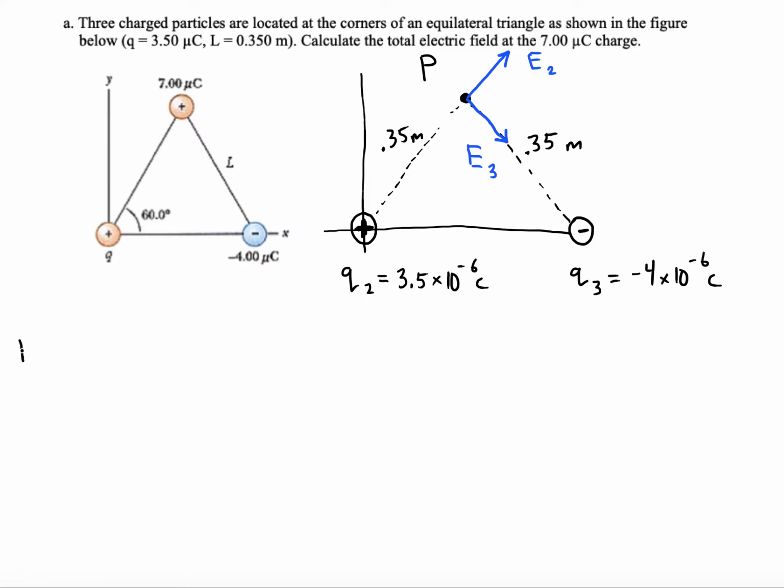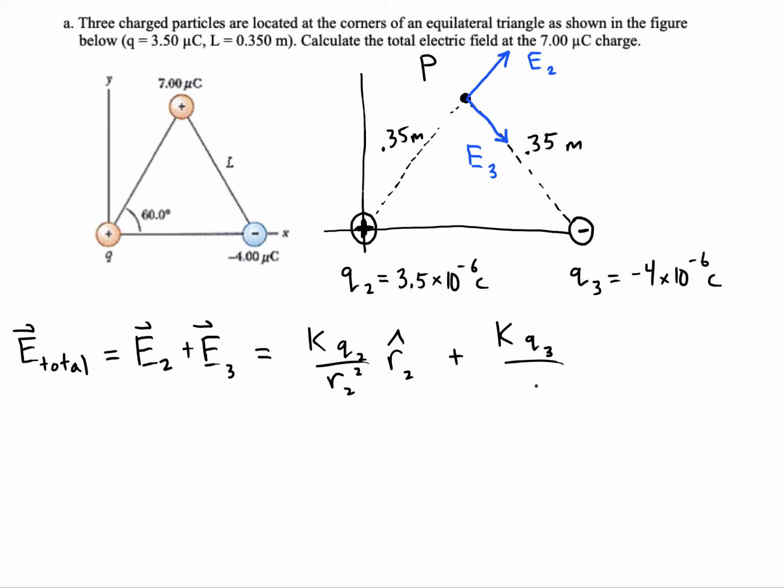So let's do this. E total is going to equal E2 plus E3. Simple as that. I'll replace E with its formula. Do it for both. Okay, that's the setup. That would be the setup for any system where there's two charges exerting a field.